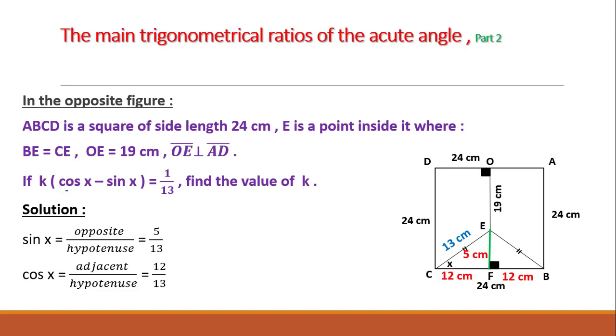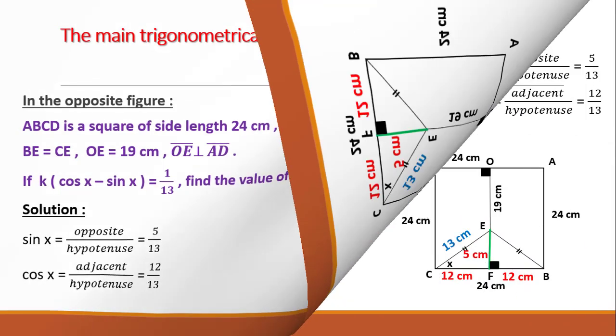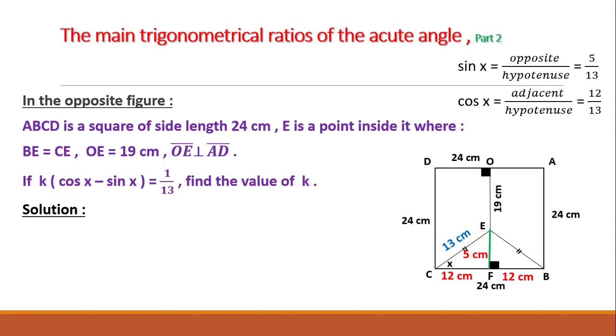Okay, I want cosine x minus sine x. We said before sine x is 5 over 13, cosine x is 12 over 13. I'll get k times cosine x minus sine x. Just substitute 12 over 13 for cosine x minus 5 over 13 for sine x, equals 1 over 13. And here we have k. Okay, I'll calculate it. 12 minus 5 is 7. So 7 over 13 times k equals 1 over 13. Then k equals 1 over 7.